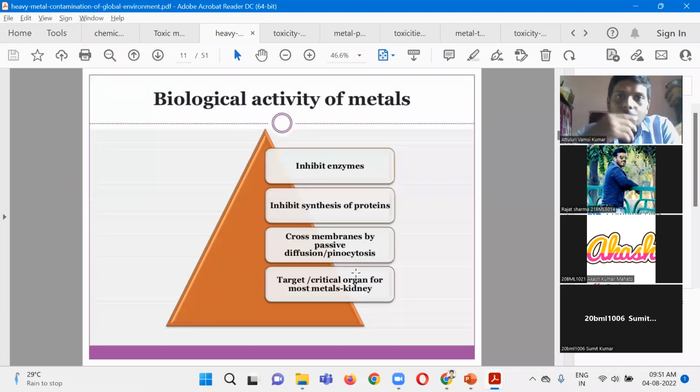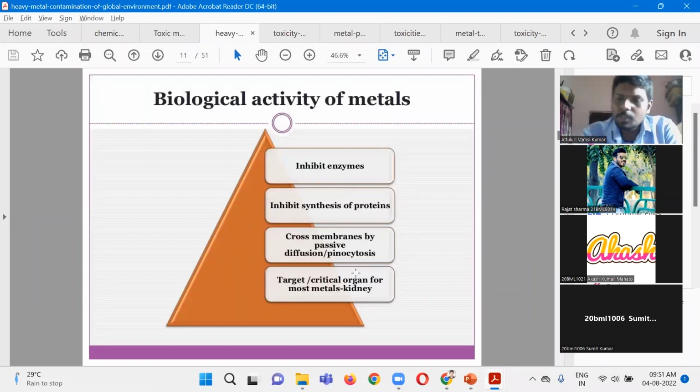So first of all, in order to define something as a heavy metal, the metal's atomic number should be greater than 20. If the atomic number is greater than 20, then it can be stated as a heavy metal. Then you may come up with questions like, sir, what about zinc, magnesium, calcium, some trace elements which are very essential for our regular functions.